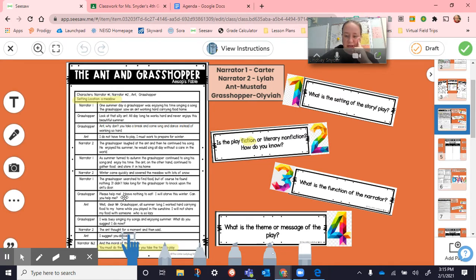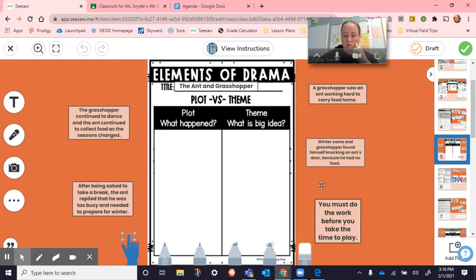All right, so we read The Ant and the Grasshopper, and then we broke into breakout rooms and we talked about what the setting is, whether this was nonfiction or fiction, and what the function of the 2 narrators was, and then what the message was. And then on page 5, students took the boxes and put them where they went, whether it was the plot, what happened in the story, and put these in order, or the theme. What was the big idea? So theme, think lesson. What did the author want you to learn as you were reading The Ant and the Grasshopper? And so we did that.